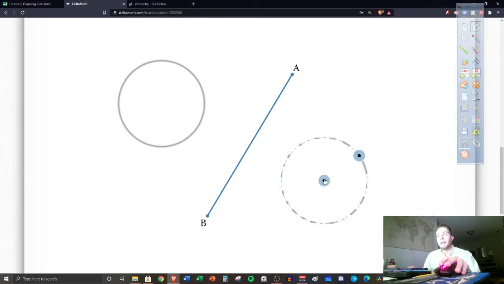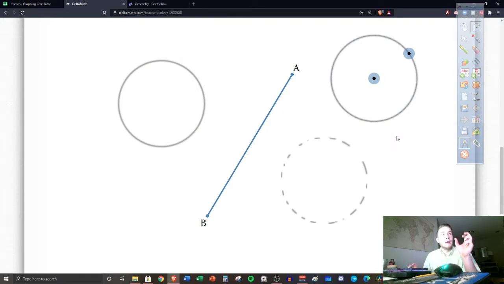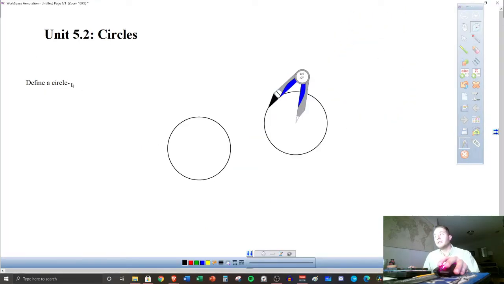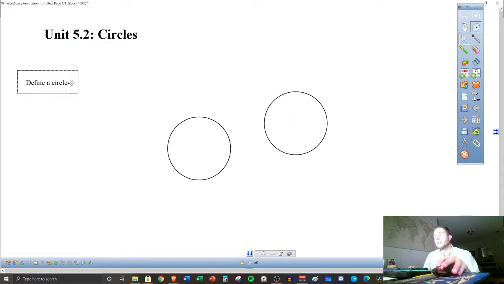What ends up happening is I'm drawing an infinite amount of points all the way around this center point. Every single point on this circle is an equal distance from this center point. Every point is the same distance. So the best definition that we can have for a circle, we're going to write this down. I don't know what you already have in your notes, but this is really all we need, okay?